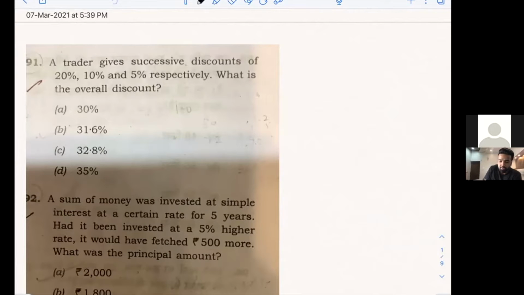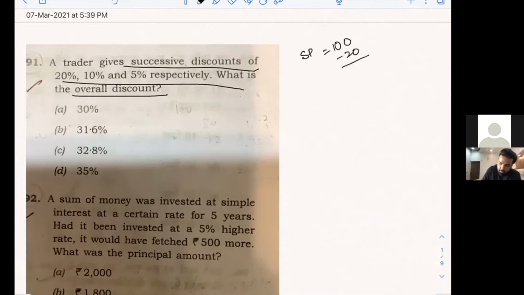A trader gives successive discounts of 20, 10, and 5% respectively. What would be the overall discount? So we assume that the selling price is 100. Now you get a 20% discount, it becomes 80. Because it is successive, now what will happen, on that 80 you will get the discount.